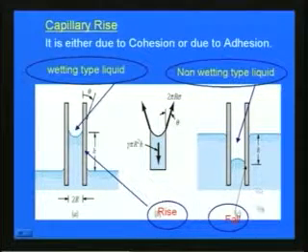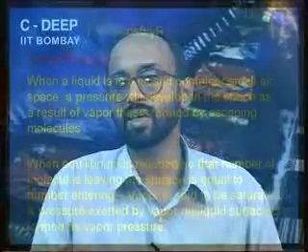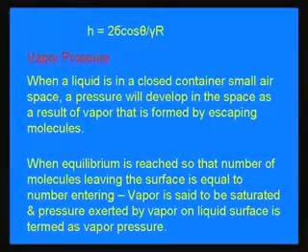So, there can be capillary rise or capillary fall depending upon the type of liquid, due to cohesion or due to adhesion. This capillary rise or fall we can derive as h is equal to 2 sigma cos theta by gamma into r, where gamma is the specific weight and r is the radius of the tube which we have seen in the previous slide. And then another important property is called vapor pressure.